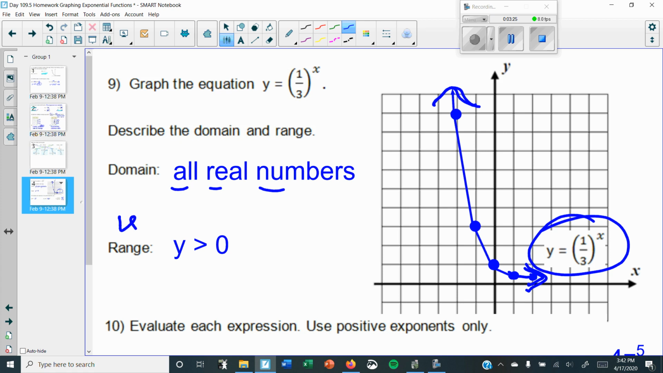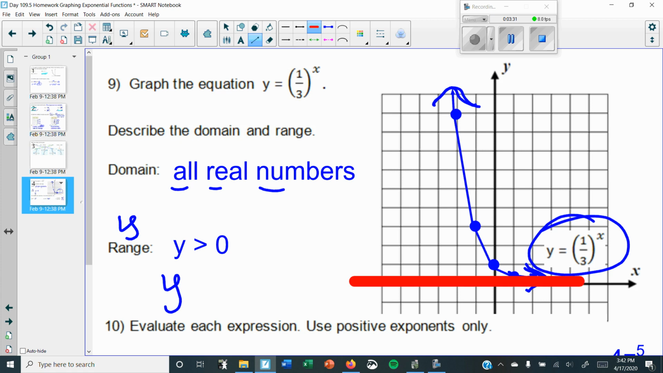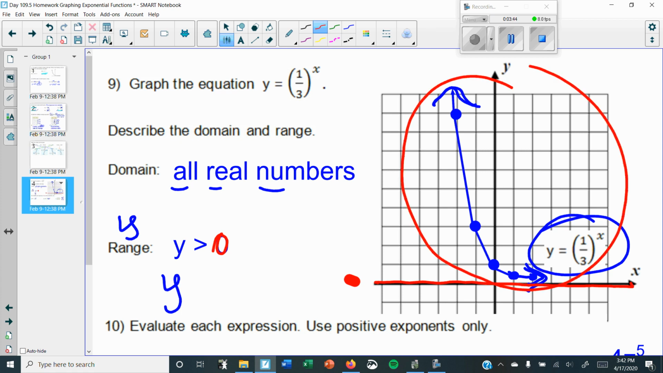So remember, range, we use the letter y. And now you ask yourself, well, what's it curving over? Do you see how the line is curving over 0? Do you see like when it's 0? So then that's how it tells me to write a 0. And now all you have to do is ask yourself, where do you see this graph? Is this graph above this line or is this graph below this line? It's above it. So then you write greater than.